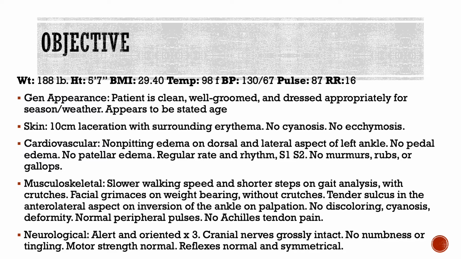Musculoskeletal: slower walking speed and shorter steps on gait analysis with crutches. Facial grimaces on weight bearing without crutches. Tender sulcus in the anterolateral aspect on inversion of the ankle. On palpation, no deformity, normal peripheral pulses, no Achilles tendon pain.